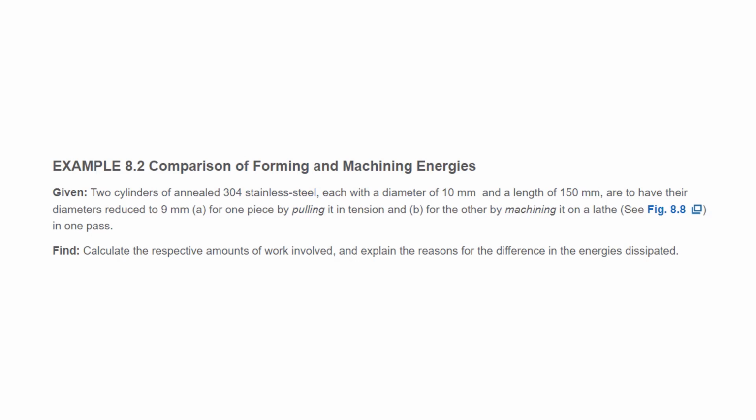After you get this one, based on this U, you can get my W tension. My W tension equals U, the energy density, multiplied by the volume. What's the volume, guys? Volume change, I'm talking about the volume change. The volume change equals pi D0 square over 4 minus pi D final square over 4.